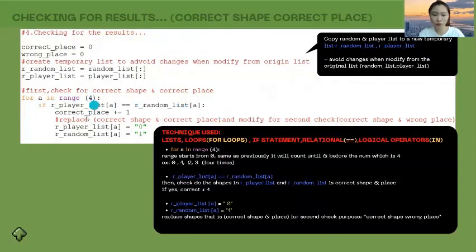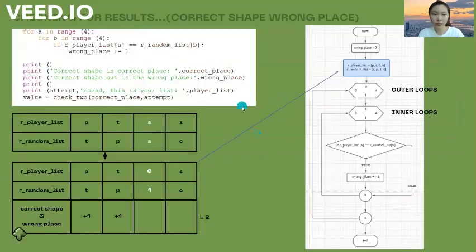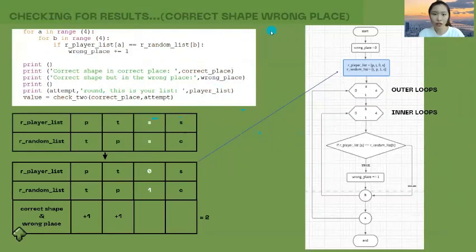First, we need to check for correct shape and correct place. So for A in range of 4, if player list A equals random list A, correct place increases by 1, and we replace them with 0 and 1. So what is the purpose? Let's see. From here, we need to check for the correct shape and wrong place.